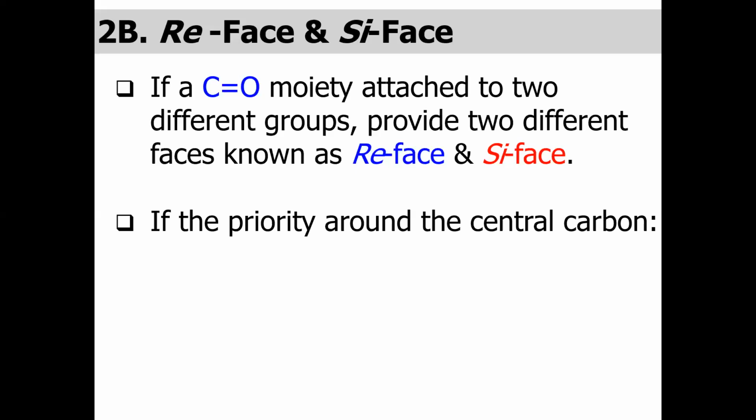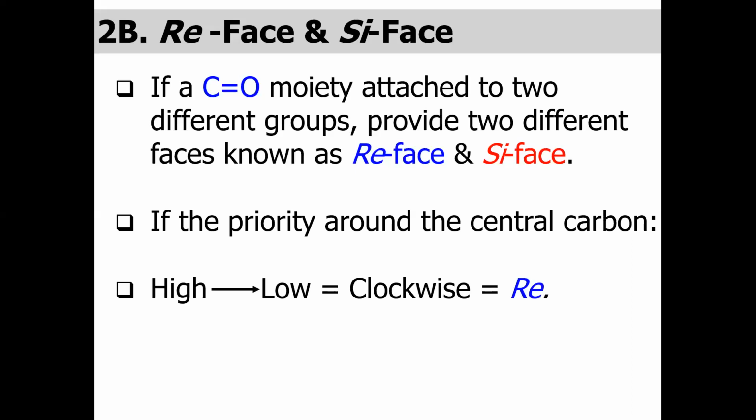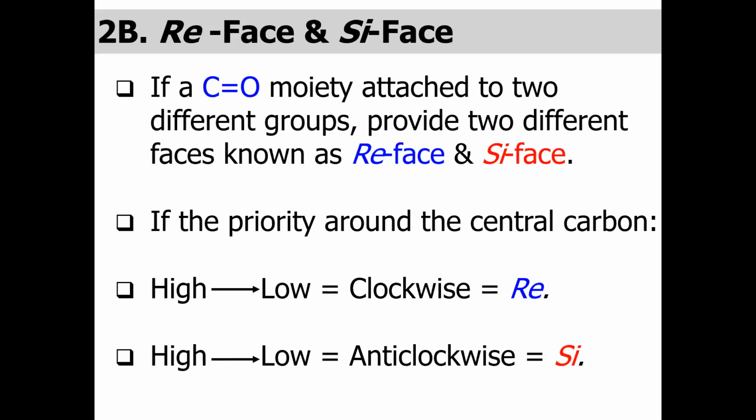In this case, we have to locate the priority around the central carbon atom. If the priority order from high to low is clockwise, we say it's a re face. Or if the priority order around the central carbon atom from high to low is anti-clockwise, we say it's a si face.